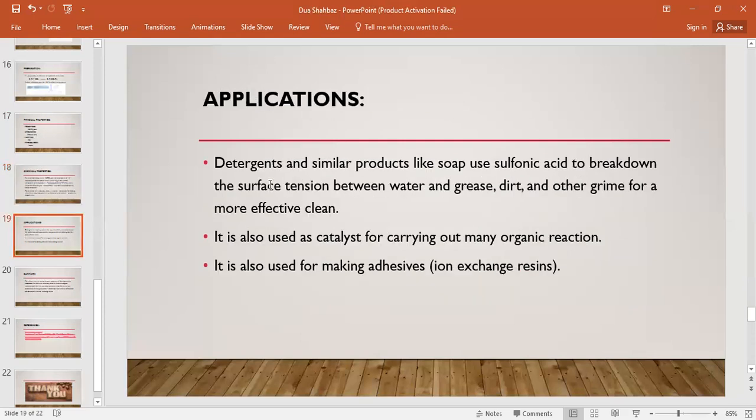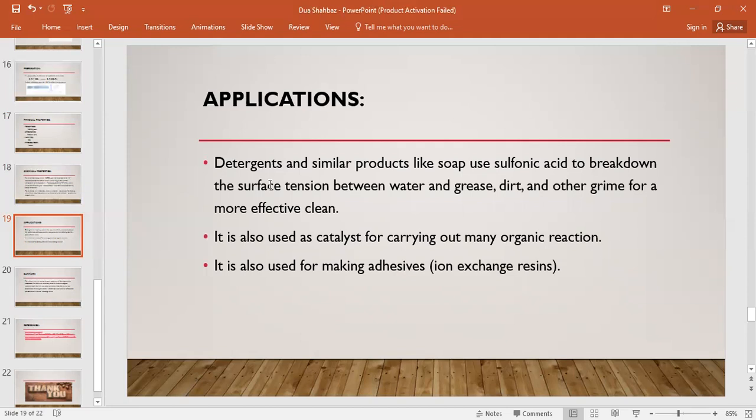Here is the application related to this compound. Detergents and similar products like soaps use sulfonic acid to break down the surface tension between water and grease, dirt and other grime for a more effective clean. It is also used as a catalyst for carrying out many organic reactions. It is also used for making adhesive ion exchange resins.